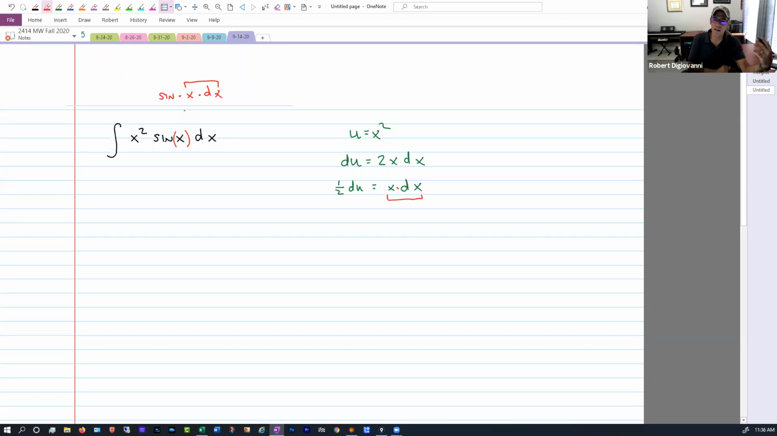Do y'all see what I'm saying? Remember, with u substitution, you have to see something in its derivative, and the derivative cannot be in the denominator, and it cannot be trapped. It is trapped in this case, right? That x is trapped in a sine function. So we cannot use basic u sub. Everyone clear on that?